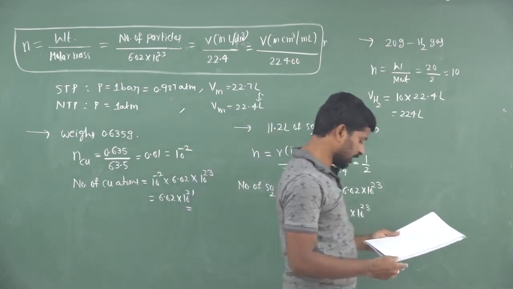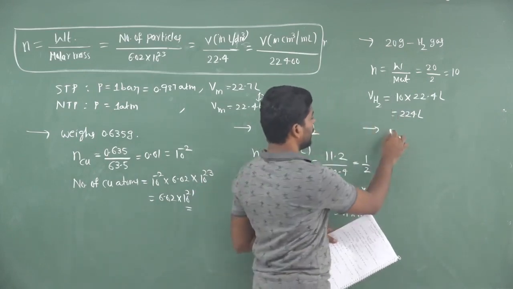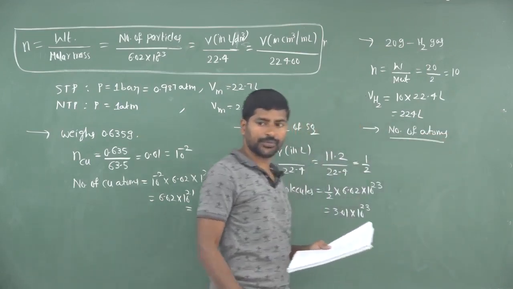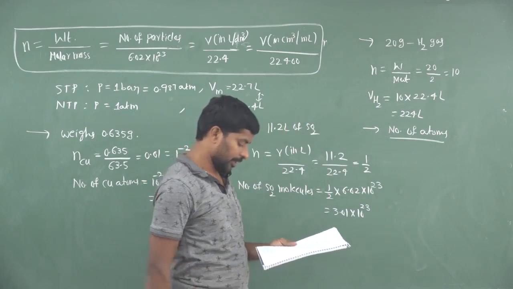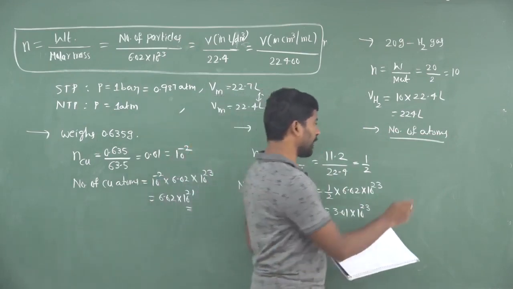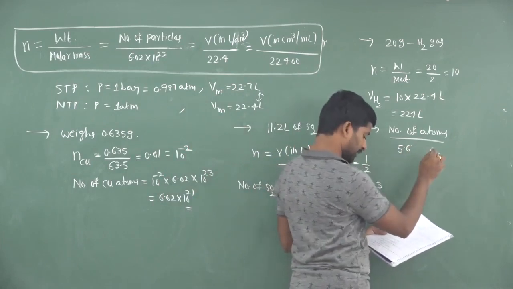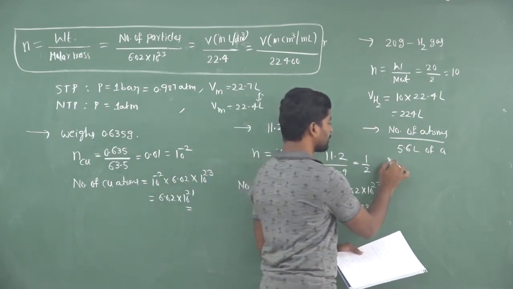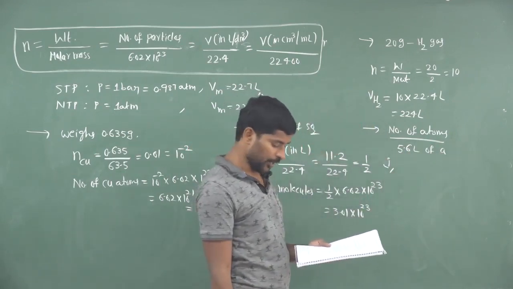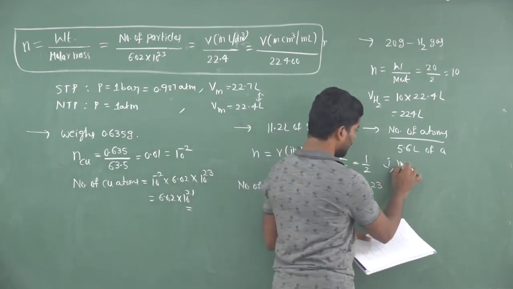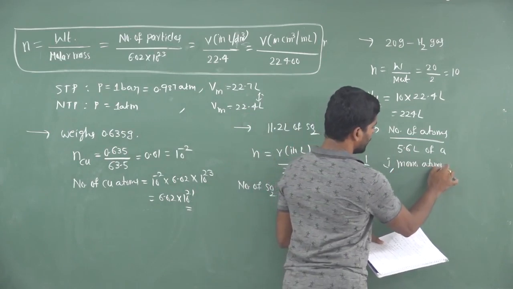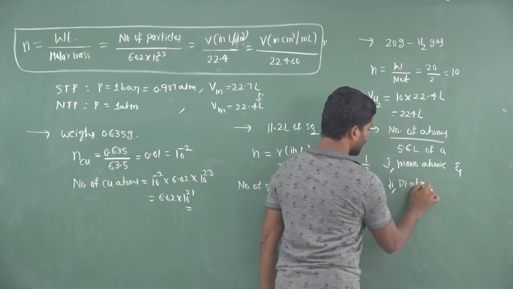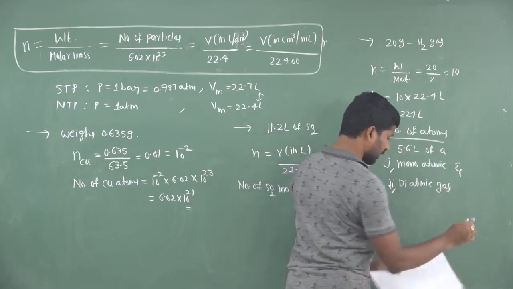Next one. Calculate the number of atoms present in 5.6 liters of A, first one monoatomic and the second one diatomic gas at NTP.